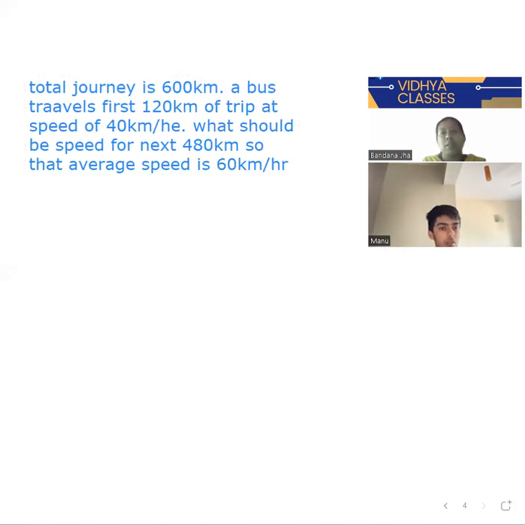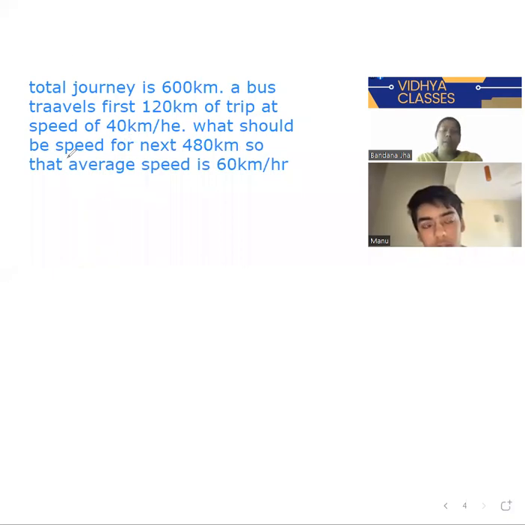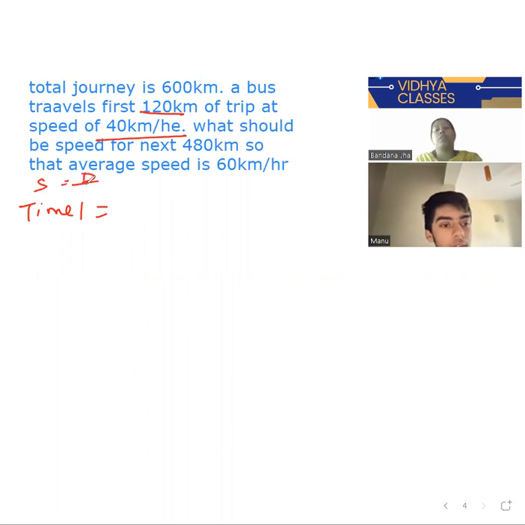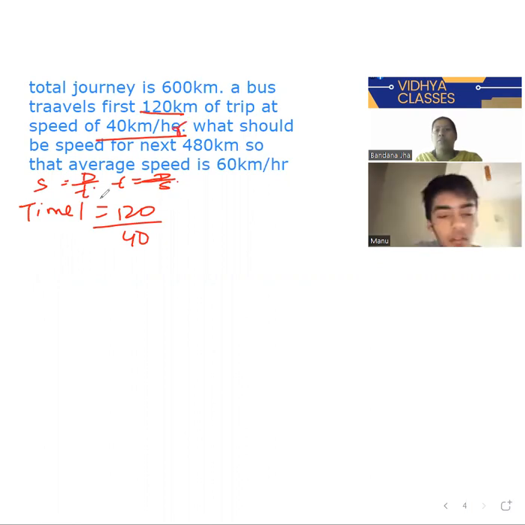Correct. First, time one will be how much? 120 at 40 kilometer per hour. So we know that speed is equal to distance upon time. So time is equal to distance upon speed. So this is equal to 120 divided by 40. So this is equal to how much? 3 hours, right?